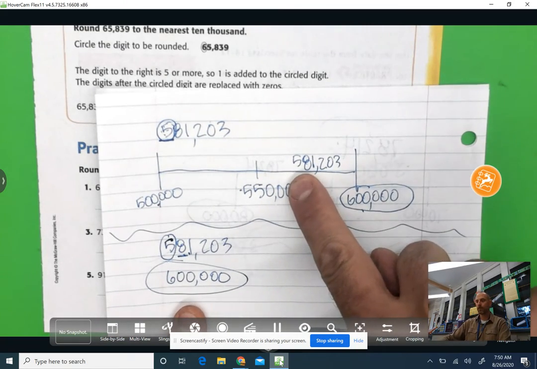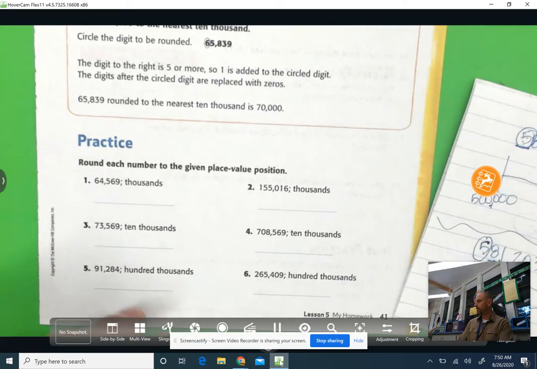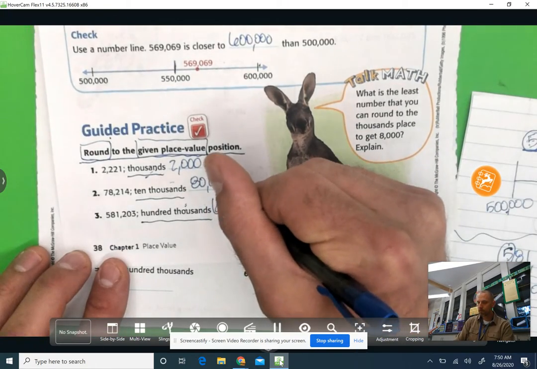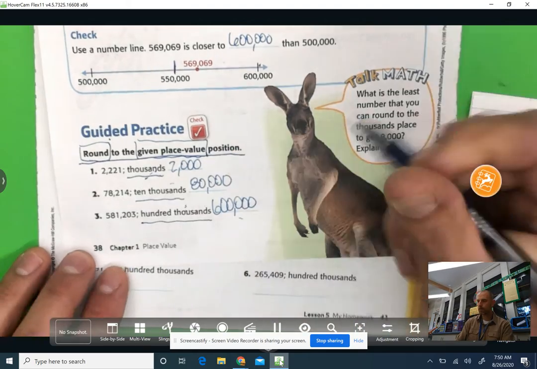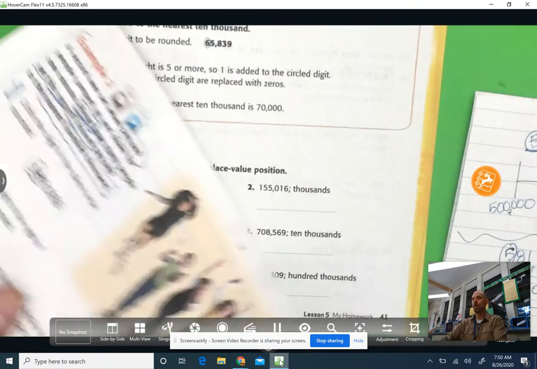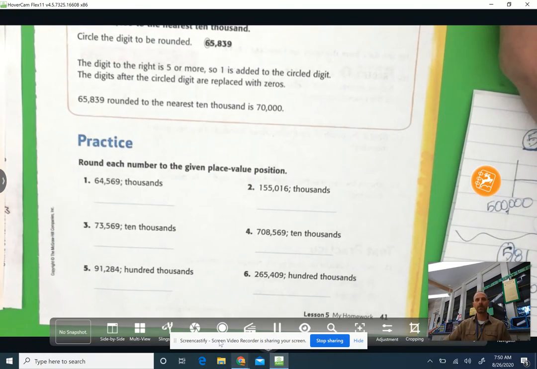Okay. Go ahead and plug in my answer. All right, kids. That is rounding using place value.